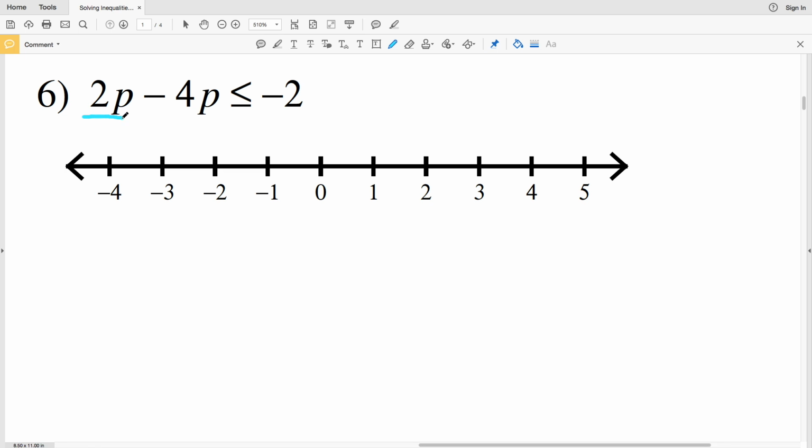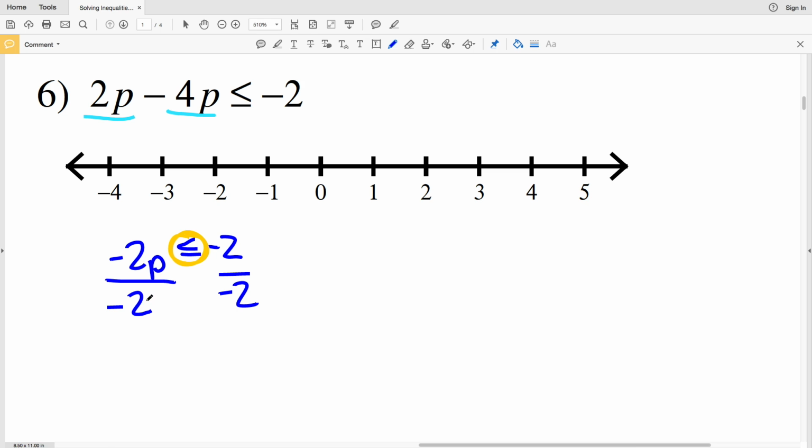I'm going to combine 2p and 4p. 2p minus 4p is going to be a negative 2p, and that is less than or equal to negative 2. My next step, I'm going to divide by negative 2. However, this is very important. Note that when you divide or multiply both sides by a negative, you have to switch the inequality sign.